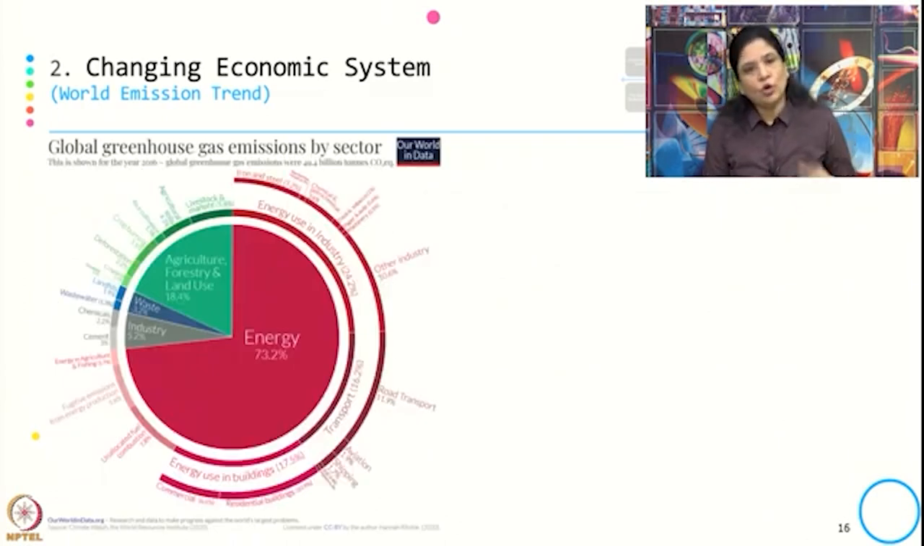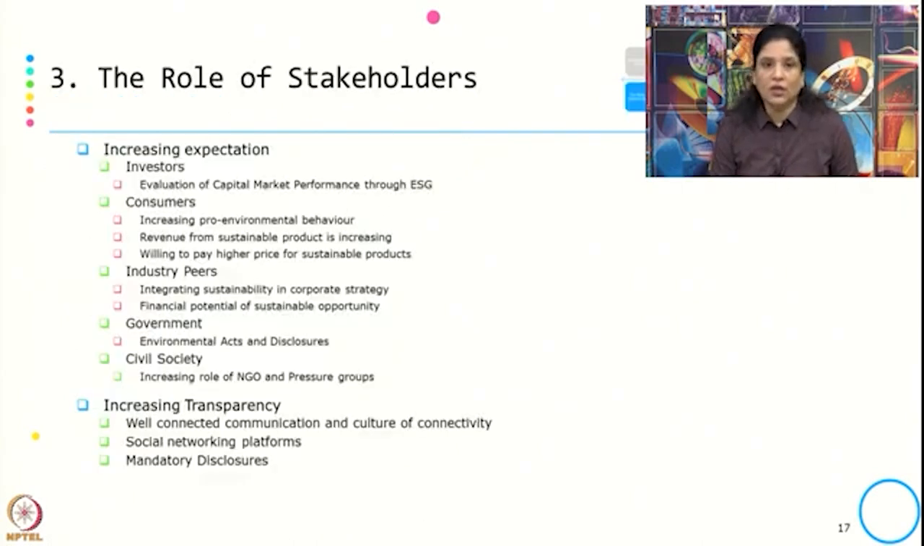Now this is the global greenhouse gas emission by sectors. It is a clear one again: more energy, more emission. So most of the emission is coming from energy use, that is energy used in industry, energy used in buildings, and energy used in transport. And also there is a share of other sectors like waste, agriculture, forestry and land use.